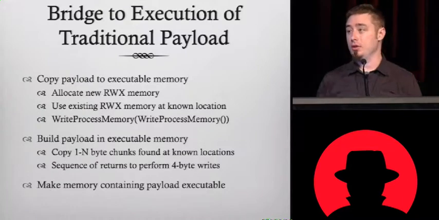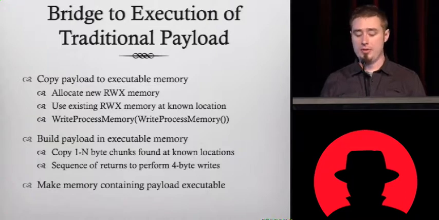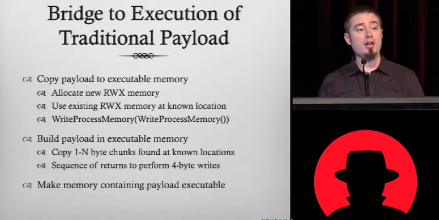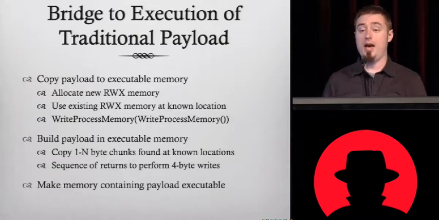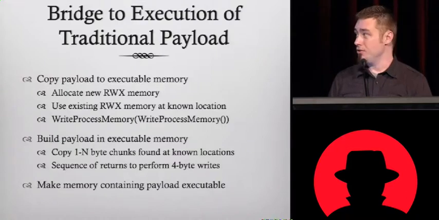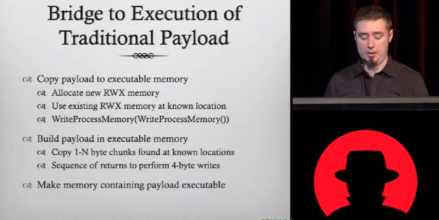The main strategy we're going to use is actually a bridge to execution of a traditional payload. This is like a payload stage. There's a couple things we can do. One, if there's executable memory at a known location, we can just copy our payload to that memory and then jump there. Or we might allocate new readable, writable, executable memory and write the payload there as well. An important thing to keep in mind is even permanent DEP doesn't prevent you from allocating new executable memory. If it did, things like JIT would break, and no one wants to break Java. Another approach is the write process memory trick, which I'll talk about as well.